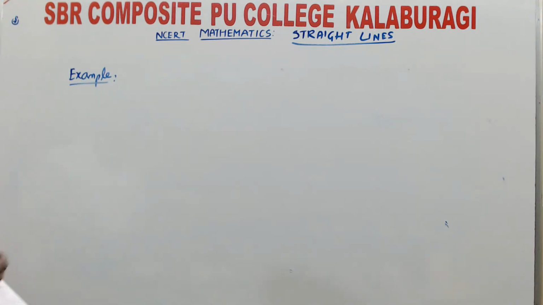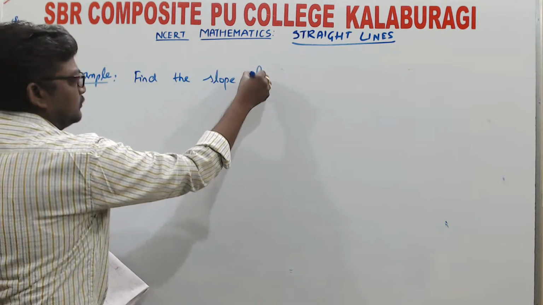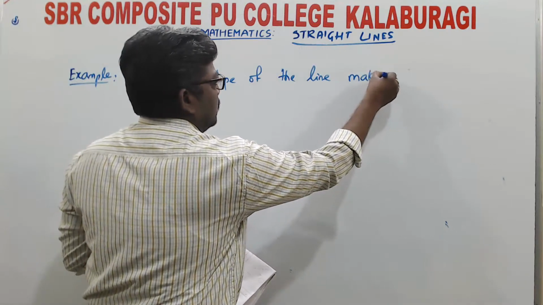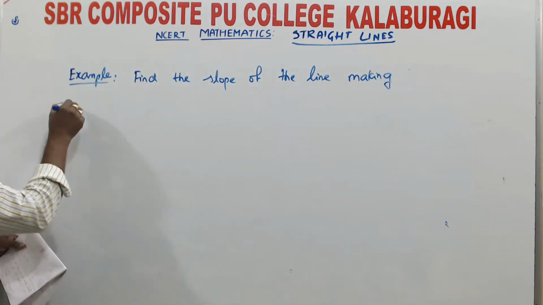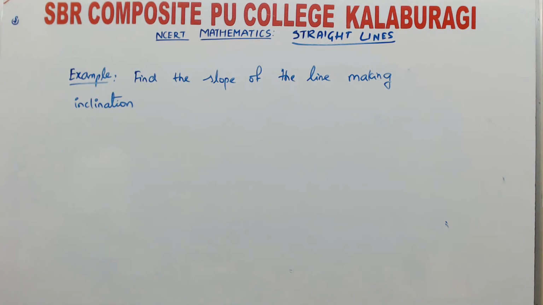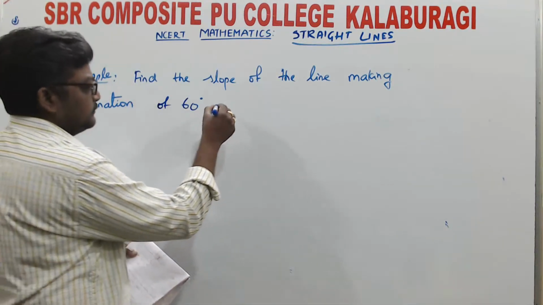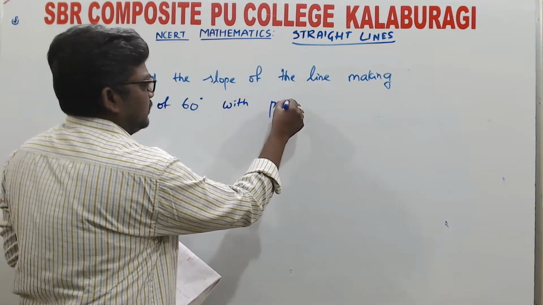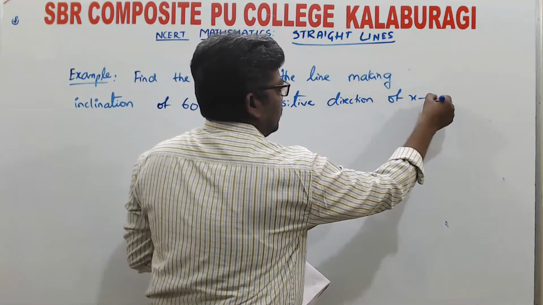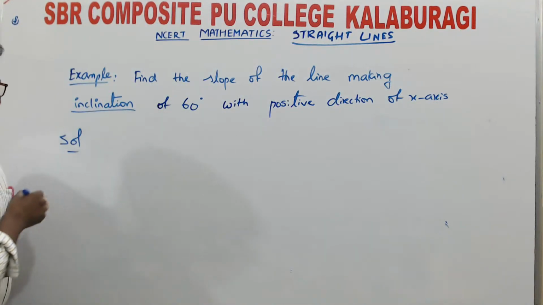Example. Find the slope of the line making inclination of 60 degrees with positive direction of x-axis. Solution. Inclination means what we discussed there?